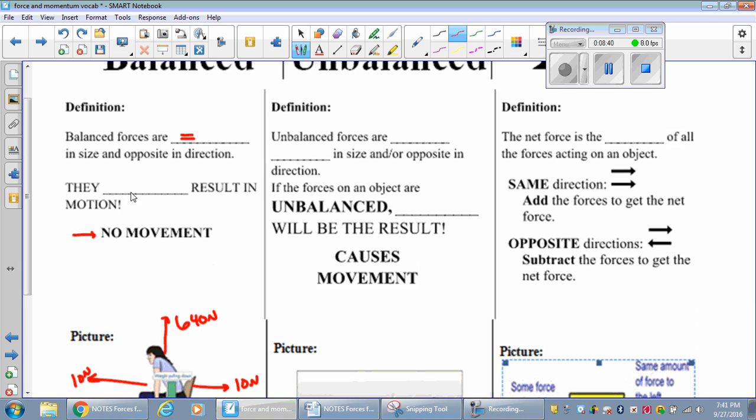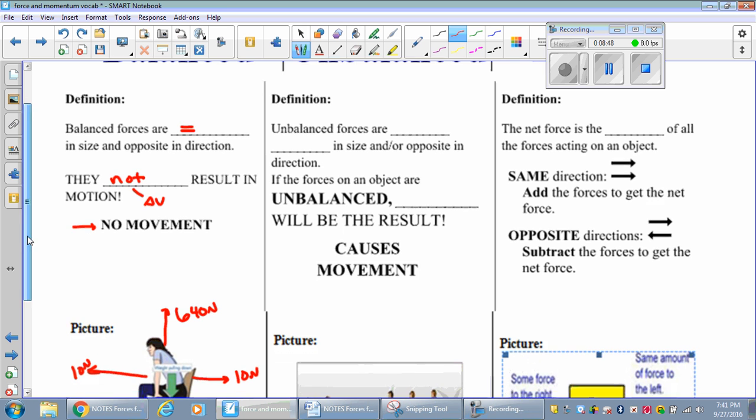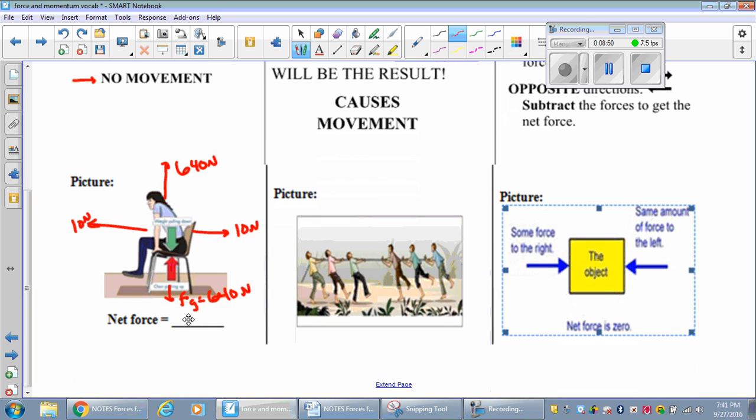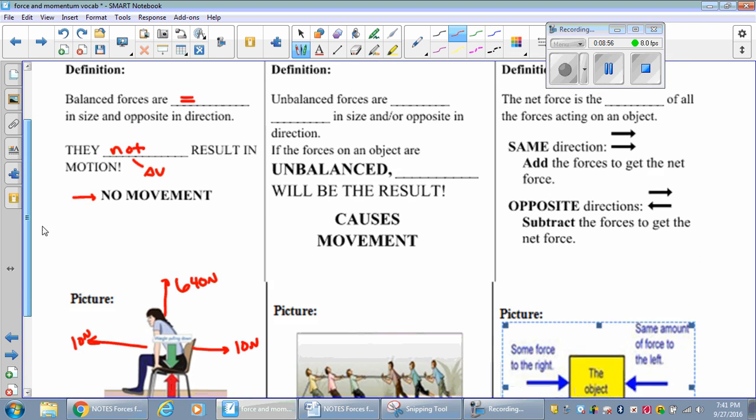So as long as you're not moving, this will not result in motion. Better yet, it's not going to have a change in velocity, right? That's important. Right now the net force is 0 newtons because I'm not moving and I'm applying a force up and down and it ends up balancing out.